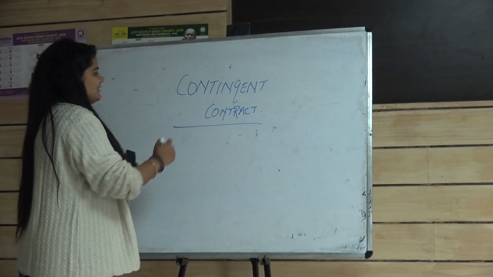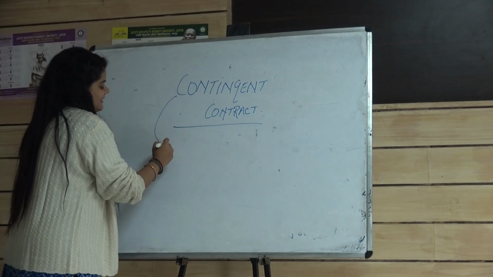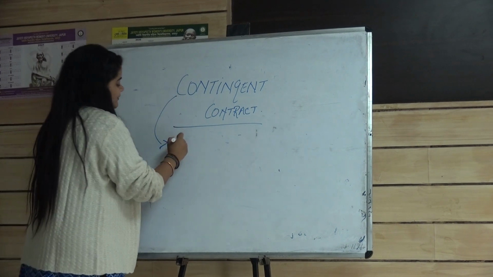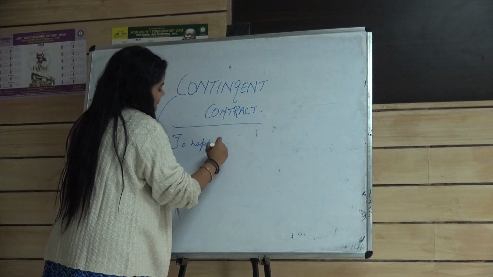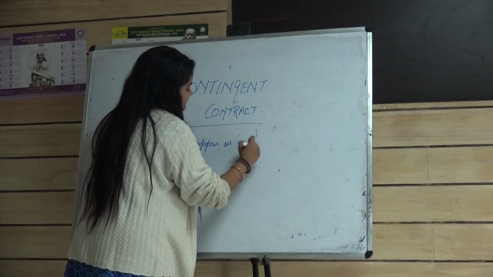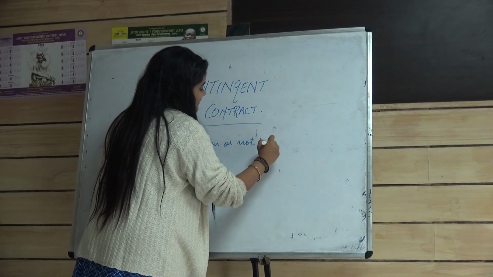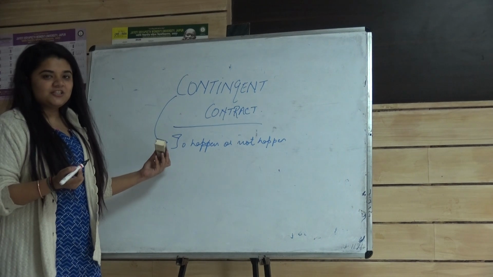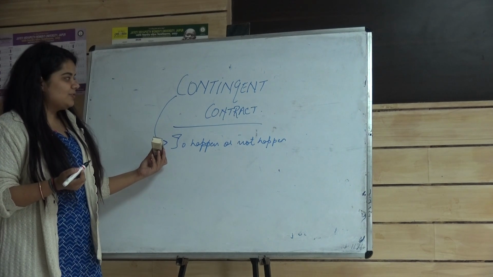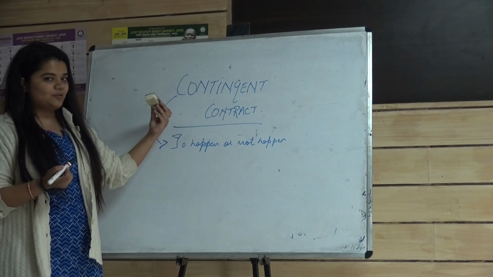So contingent, in literal terms, means to happen or not happen. इसका मतलब होता है कि या तो कोई चीज होगी या कोई चीज नहीं होगी. The probability and the speculation of something happening and something not happening.